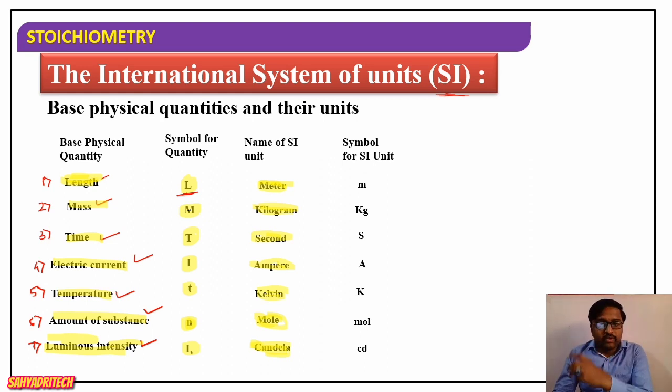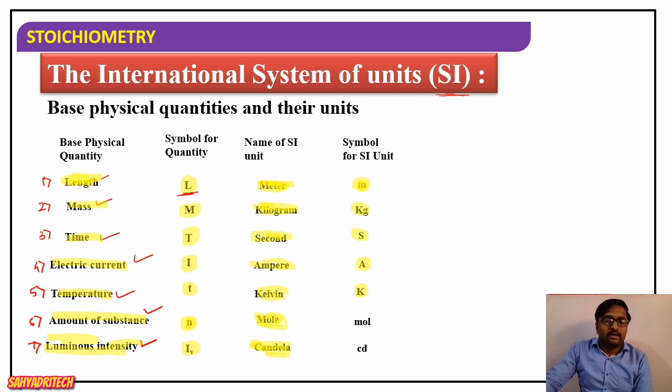Further, these units are expressed with the help of a symbol. Whatever SI unit I have written, we express it with a symbol. How is meter expressed? The symbol for meter is small m. For kilogram, kg, capital K, small g. Second, s is the symbol. Ampere, capital A. Kelvin, capital K.